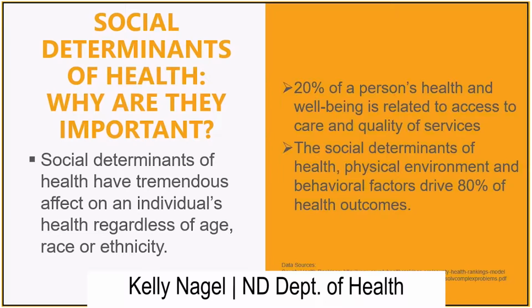So to reiterate why the social determinants of health are important: they have a tremendous effect on an individual's health regardless of age, race, or ethnicity, and only 20% of an individual's health is tied to clinical care, which includes access to and quality of healthcare services, while 80% of an individual's health is tied to their physical environment, or the social determinants of health, which is where we live, work, and play, and then the behavioral factors, which include exercising and smoking as an example.